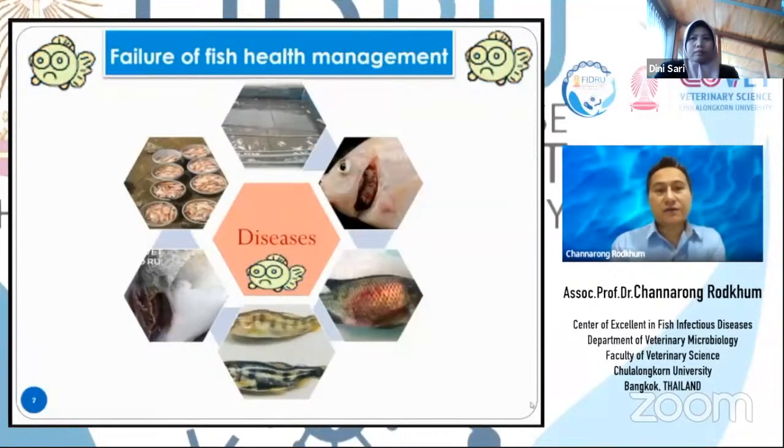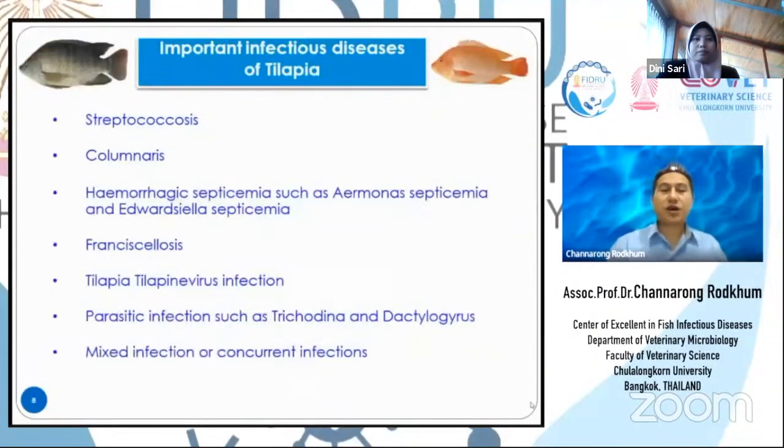Failure of fish health management means the farm will have many diseases occurring in fish, both infectious and non-infectious. Today we will talk only about infectious disease, because we would like to talk about molecular research on the pathogens that cause infectious disease in aquaculture and in fish.